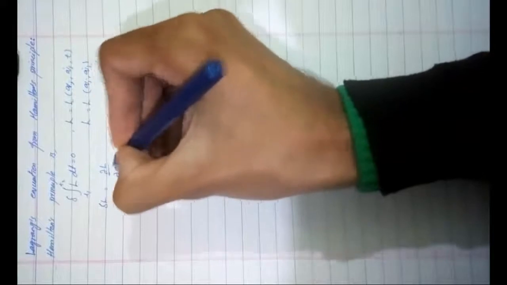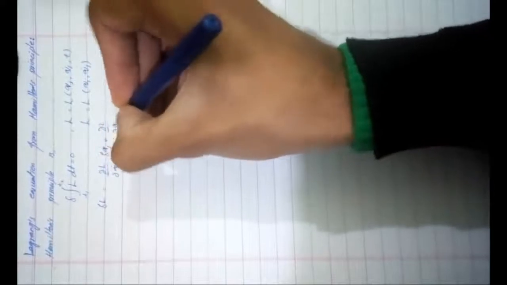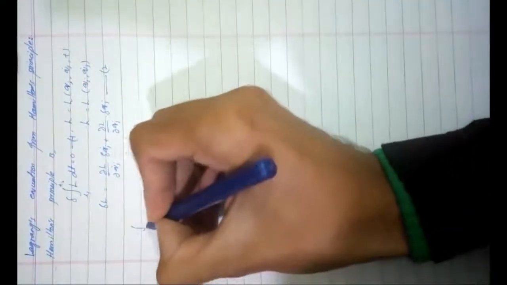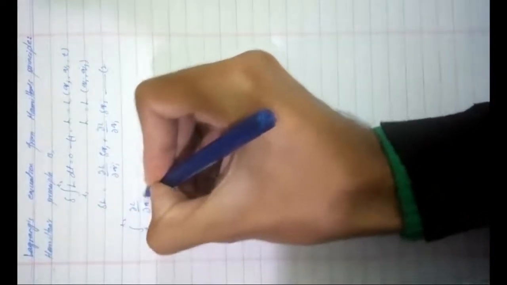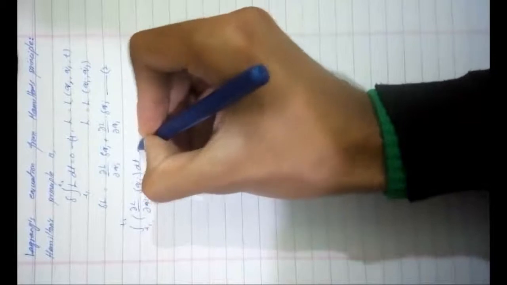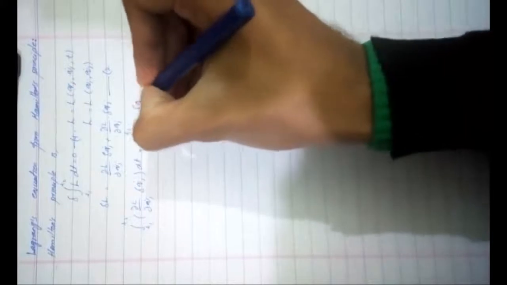partial L over partial q dot j delta q dot j plus partial L over partial qj delta qj. Say equation 1 and equation 2. Now put equation 2 in equation 1. We have integral from time t1 to t2 of partial L over partial q dot j delta q dot j, separating dt, plus integral from t1 to t2 of partial L over partial qj delta qj dt equals to 0.